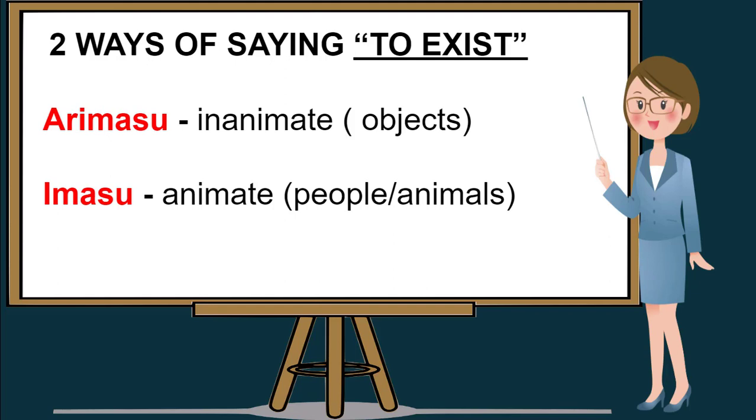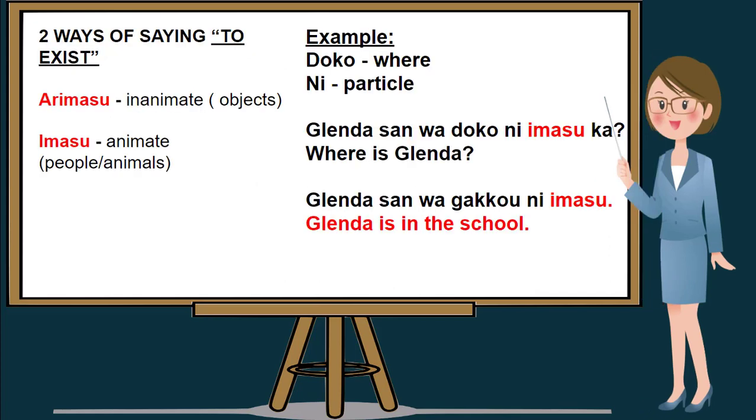And if we're going to use imas, it should be animate or with life, like for example, people or animals or plants or anything that has life. So we will be using imas. Let me walk you through these examples.